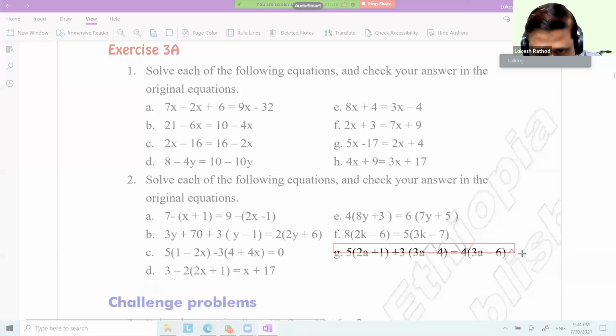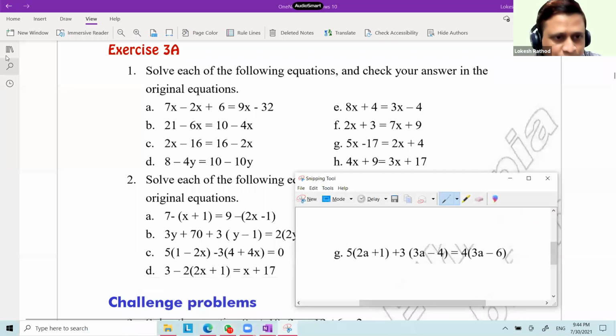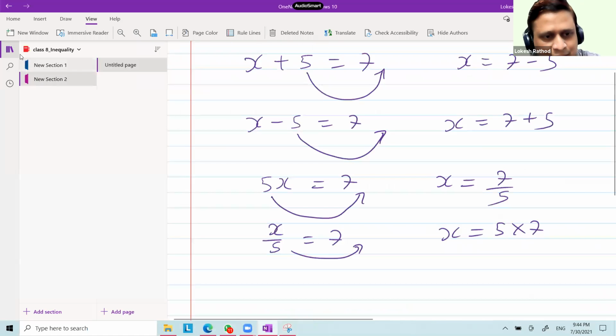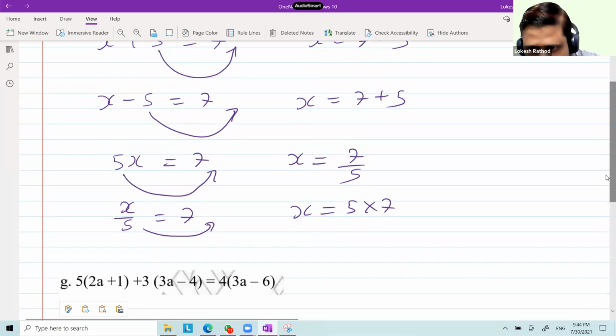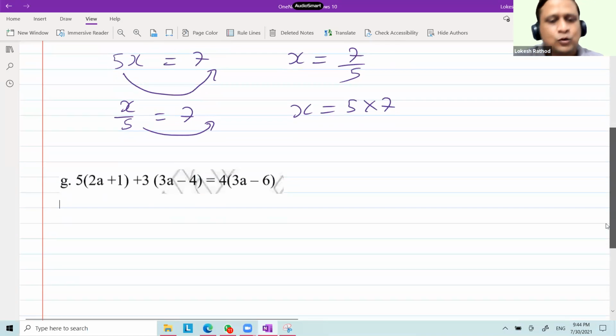Let me do this question, right? I want to solve and find the value of the variable A. Okay. So what should I do now? What rule should we follow?